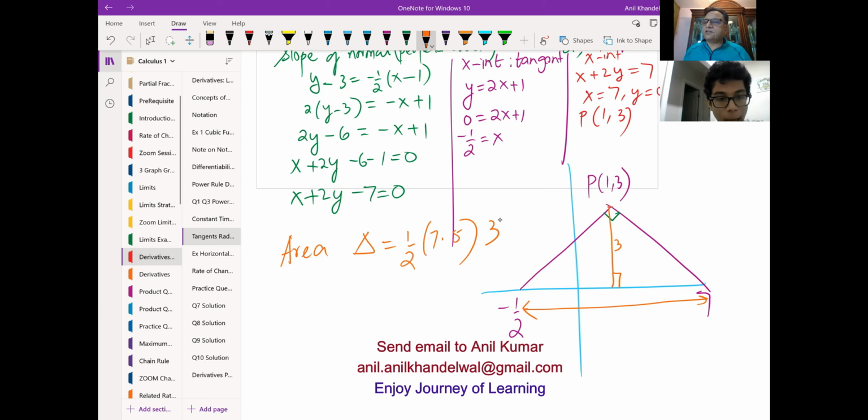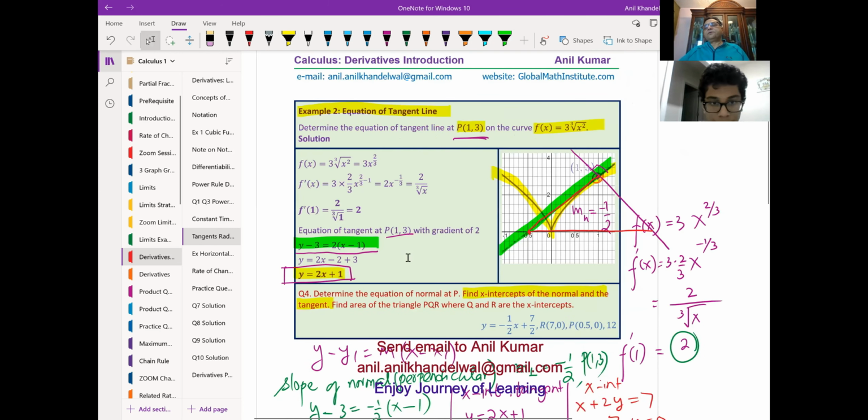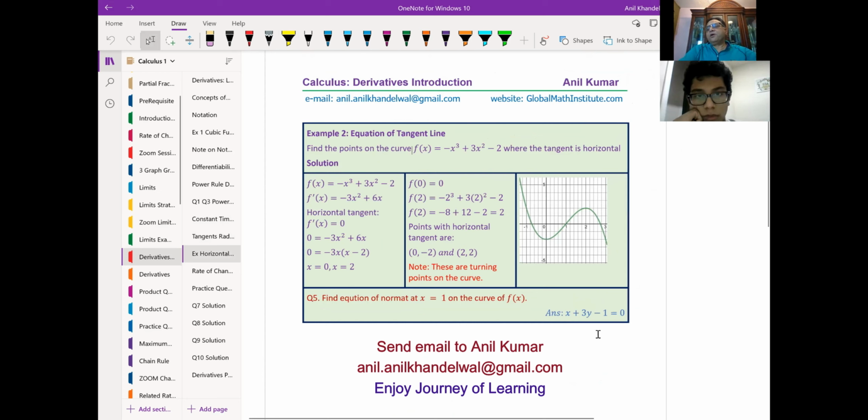So it's kind of an extension of what we have learned: the derivative, the application of finding the equation of tangent, the application for finding the normal, finding the x-intercepts, thereby the triangle, and the area of the triangle. Does it make sense? So is this concept clear to you? Great. Let's look into another example, which is also very important.